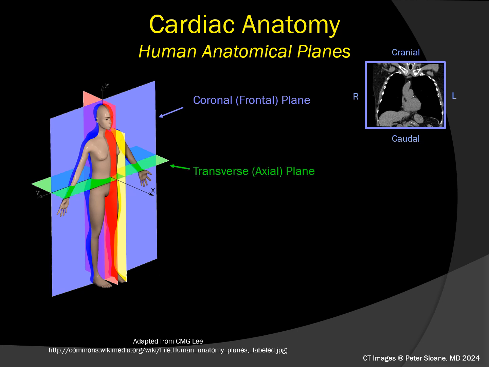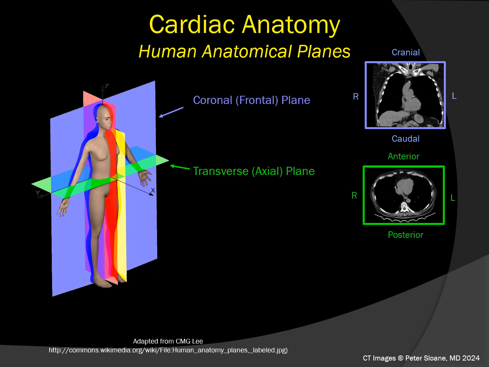The next plane, that is probably the most common plane used in CT imaging, is the transverse plane, which is also known as the axial plane, shown here in green. Here is a CT scan of the chest, including the heart in the middle. By convention, when we slice through the axial plane, we project the images as if we were looking up on the plane from the feet.